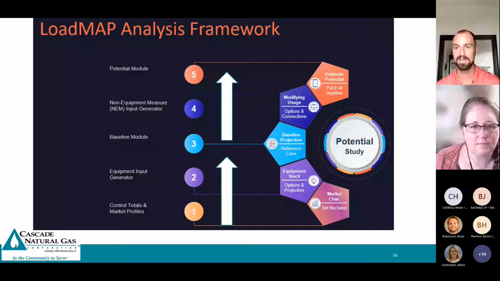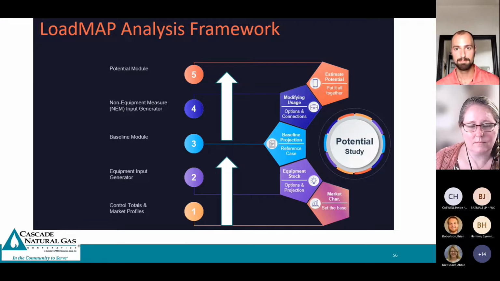Purchase shares, average equipment lifespans, things like code changes we can input and modify in there, such as a new efficiency standard for furnaces, like Monica mentioned, could be a case for us. The third step is the baseline module. Once again, we highlighted that pretty recently here. It's the amount of gas used without the implementation of energy efficiency for comparison.